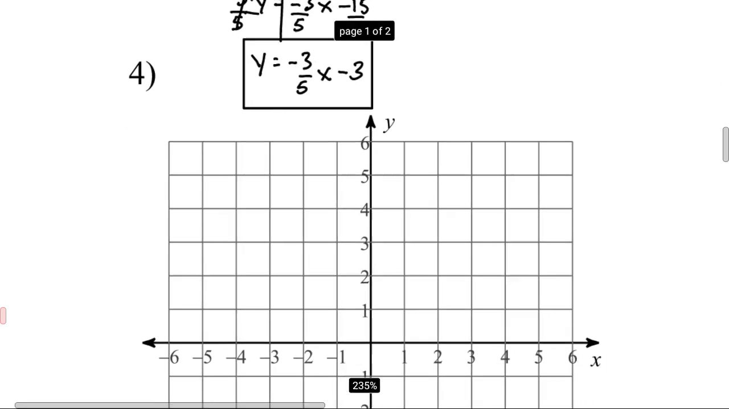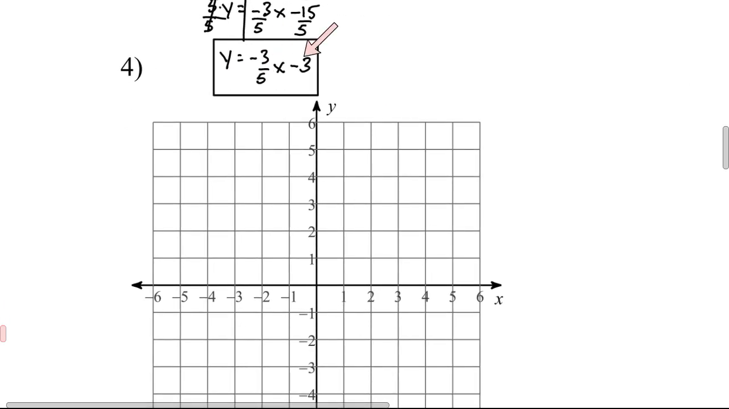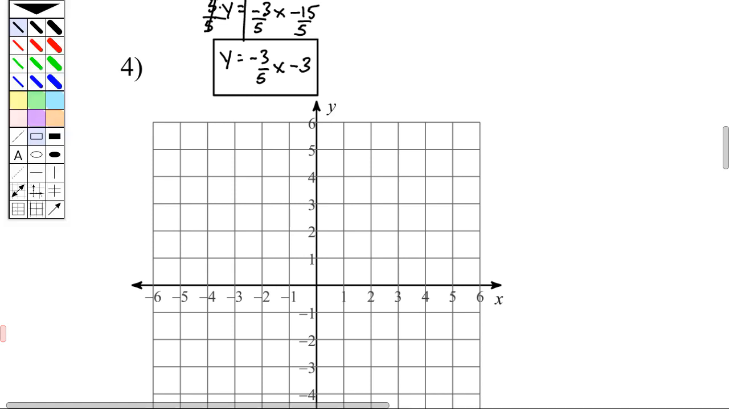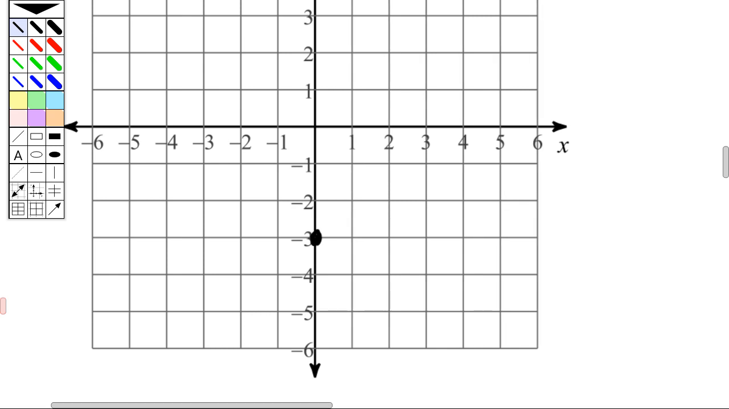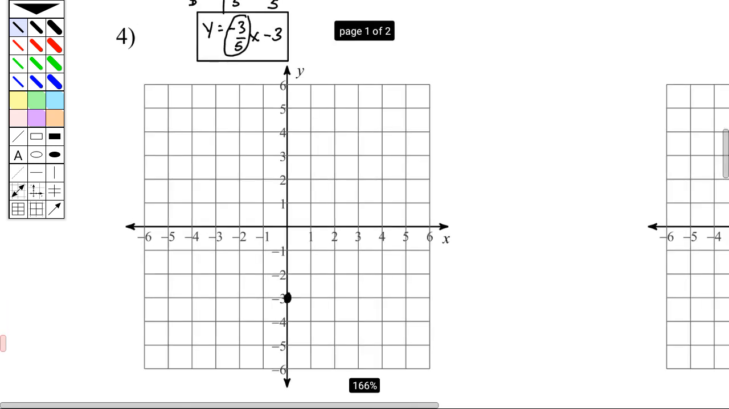So now let's review. We have our slope, we have our y-intercept. So the y-intercept is negative 3. So I'll make a point down here at negative 3. What does my slope tell me to do? Negative 3. So I'm going down 3, down 1, 2, 3, and over 5, to the right 5. So down 3, down 1, 2, 3, right 1, 2, 3, 4, 5, make a point. We've got 2 points, connect those, and put some arrows on the end. There you have it.